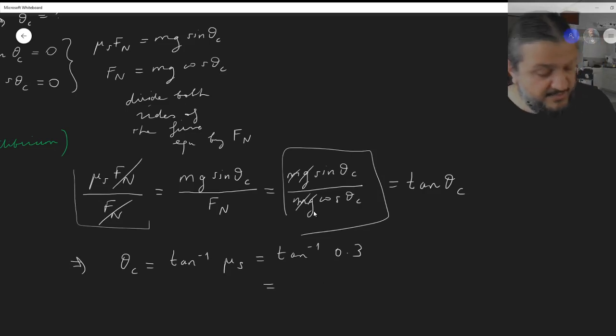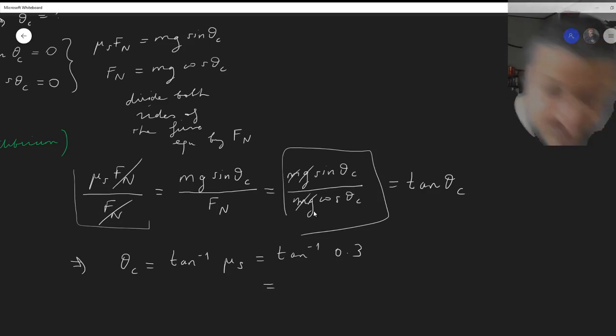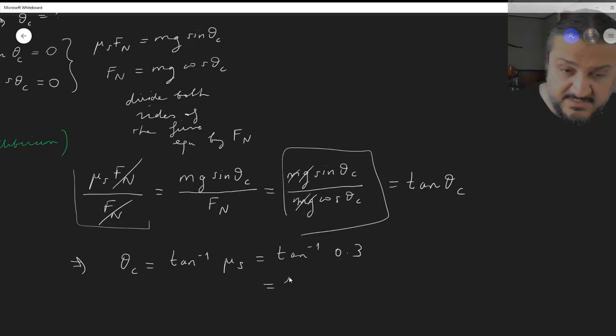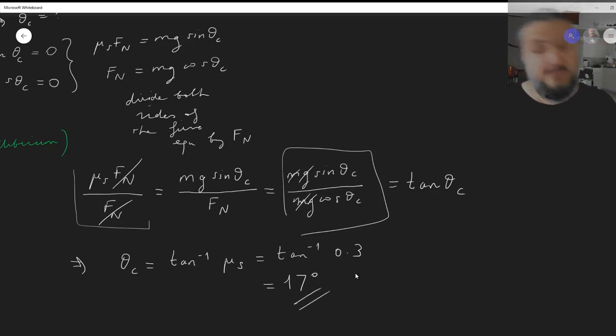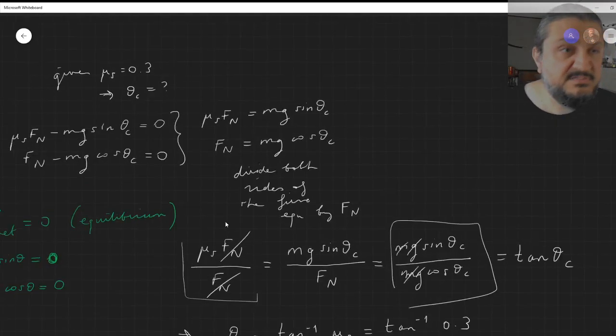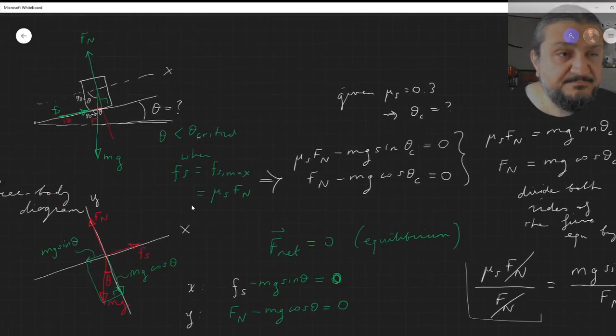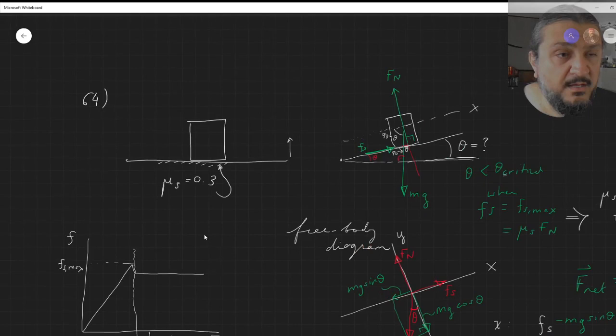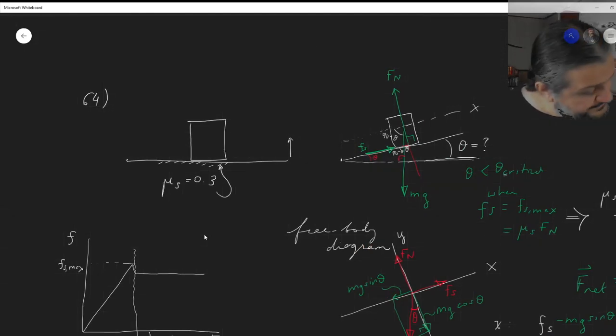So my calculator is set to degrees, just fine. Arctangent of 0.3, that is 16.69, close to 17 degrees. All right, so that is the, what number was this? That is 64.